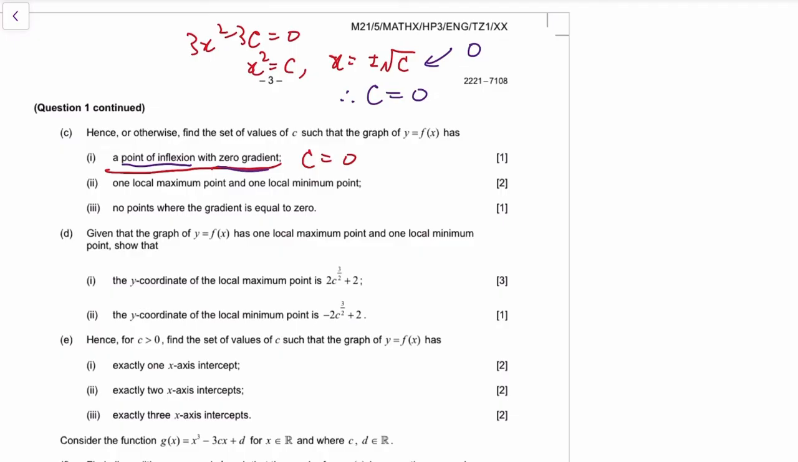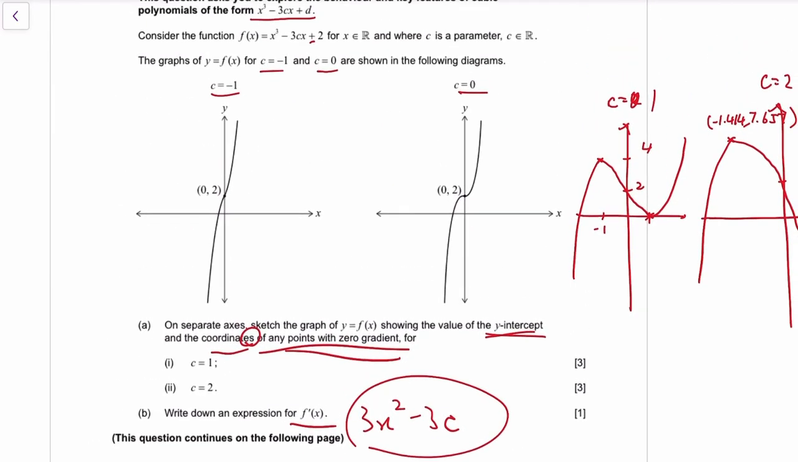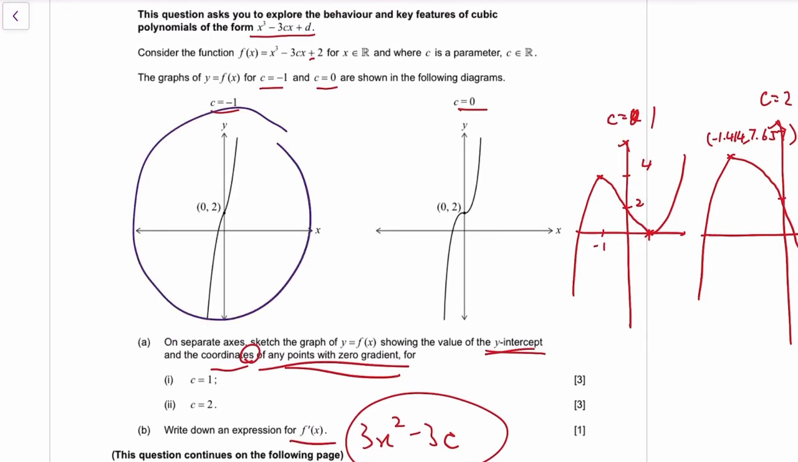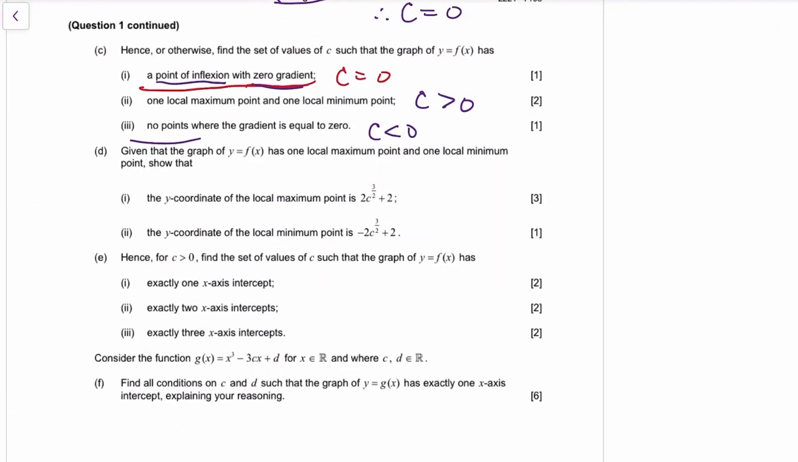A local maximum and a local minimum. That's basically when the derivative is zero at two different points. So whenever c is bigger than 0, there will be one maximum and one minimum. And then there's no point where the gradient is 0. Well, that's when x squared equals c has no solution. That's when c is a negative number, right? That's why this graph has no maximum, no minimum, not even a horizontal point of inflection. But when c is positive, it obviously has one maximum and one minimum.